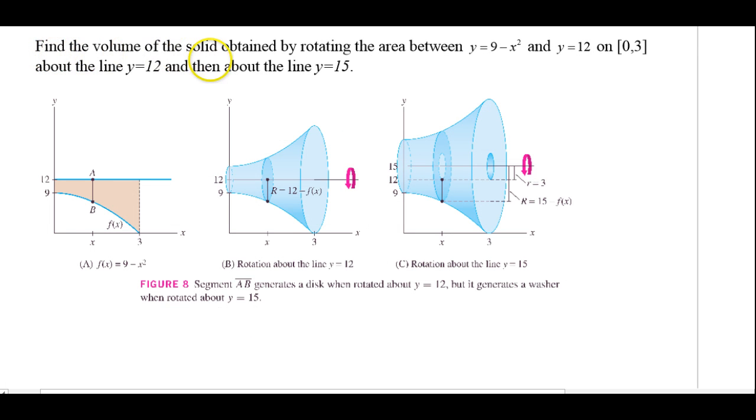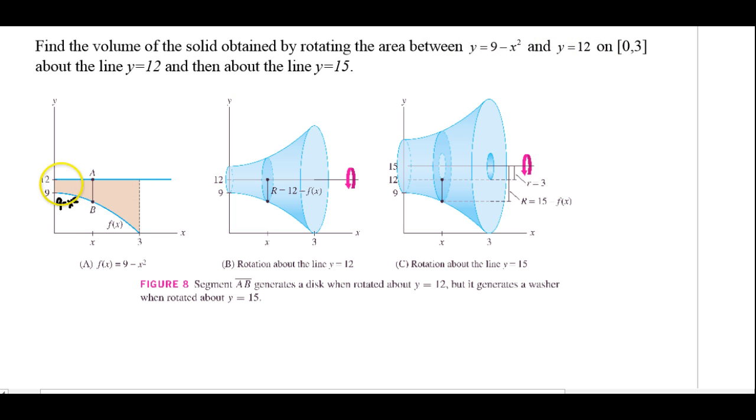Alright, so now let's find the volume of the solid obtained by rotating the area between 9 minus x squared and y equals 12 on the interval from 0 to 3. First about the line y equals 12, and then about the line y equals 15. So there's two different problems happening here. So I want the area between 9 minus x squared, so that would be this bottom curve here. So I'm going to label it close to it. So this bottom curve is 9 minus x squared, and y equals 12.